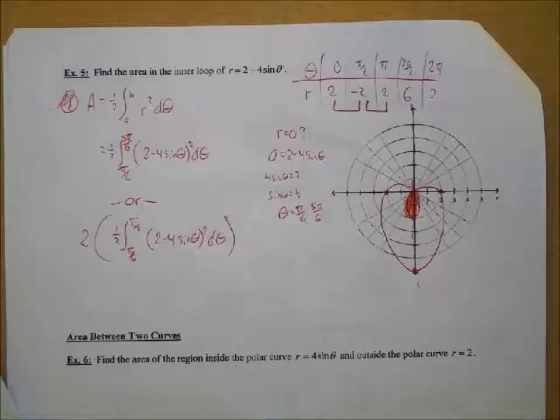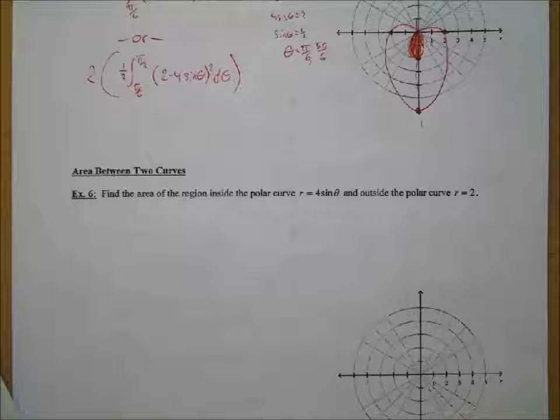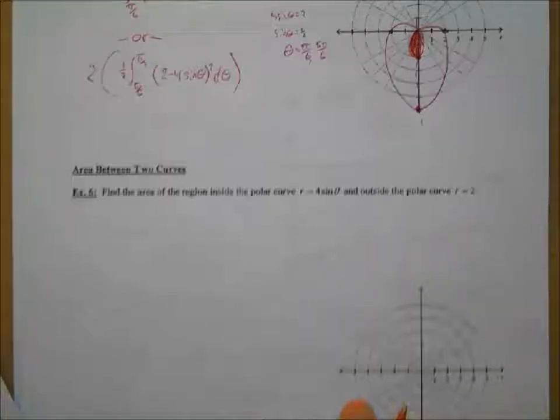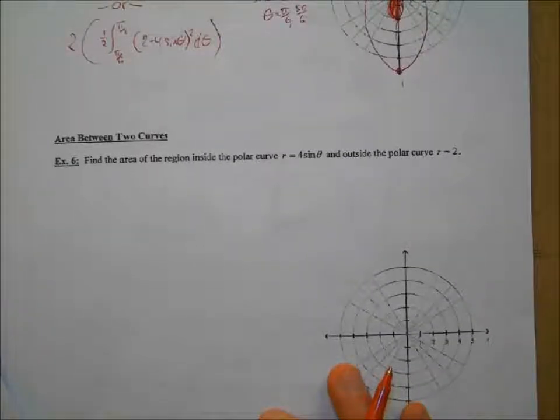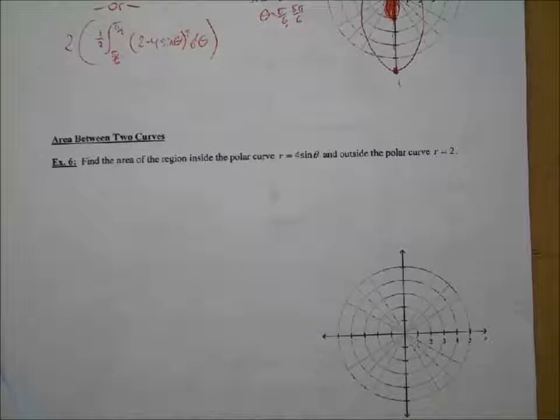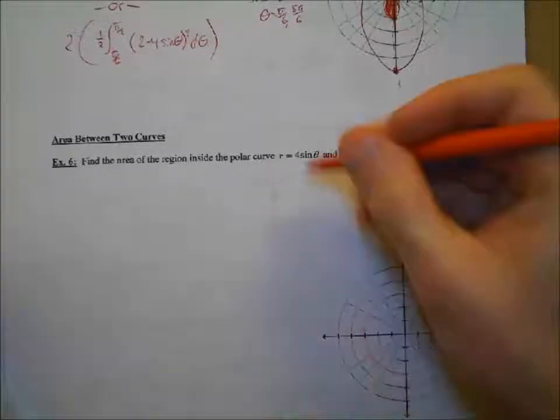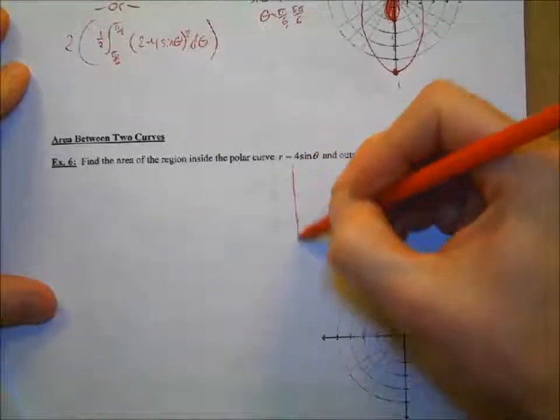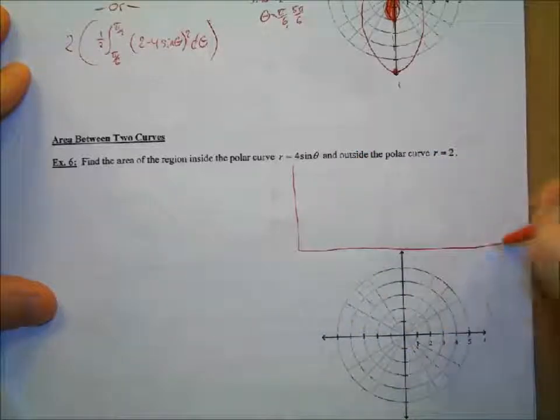Okay, so number 6 then, find the area of the region inside the polar curve r equals 4 sine theta, and outside the polar curve r equals 2. So thankfully, they're both not that terrible. But before we jump into area of the region between the two polar curves, let's refresh our memories a little bit. Let's go a little bit back to the past here.